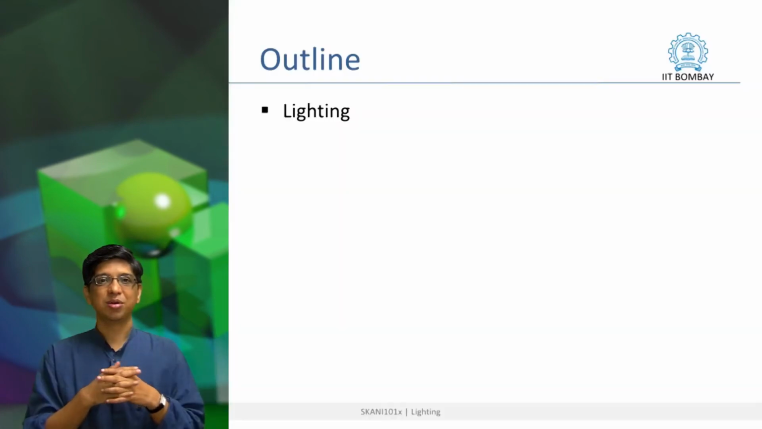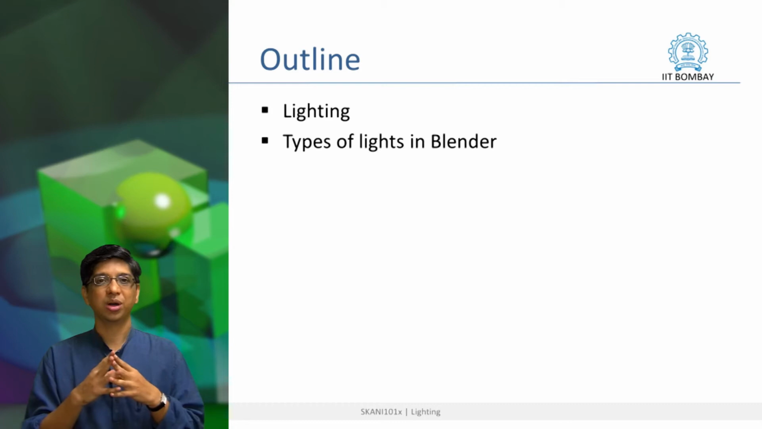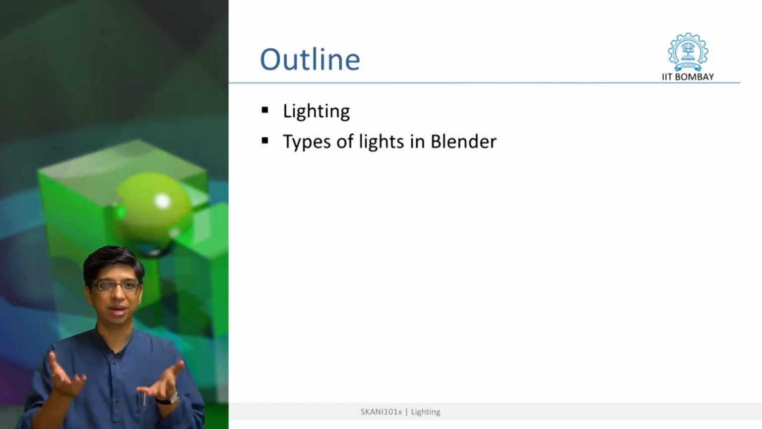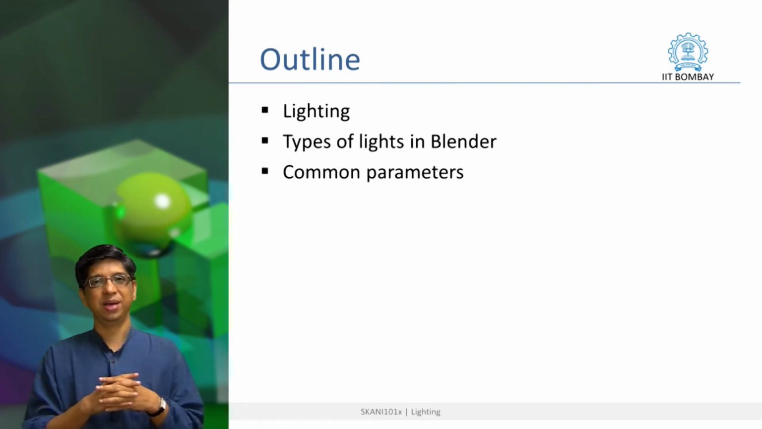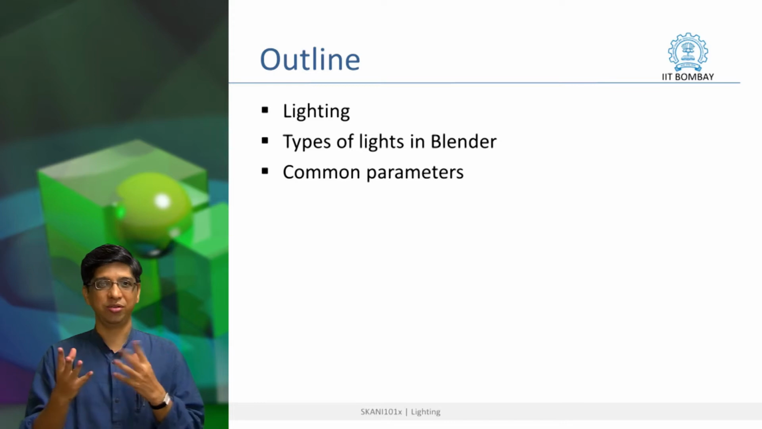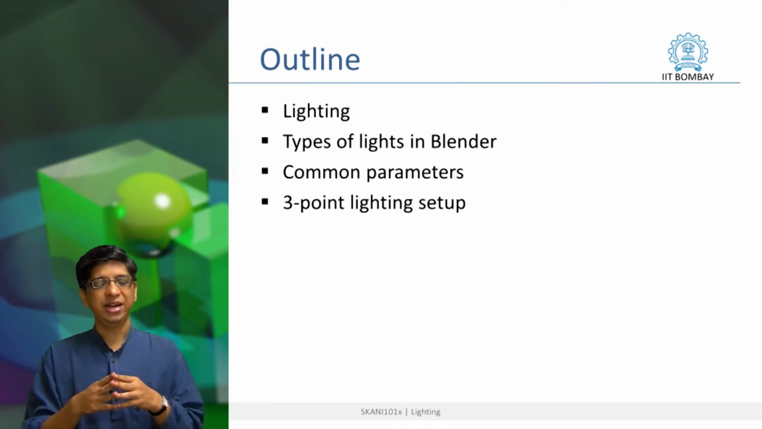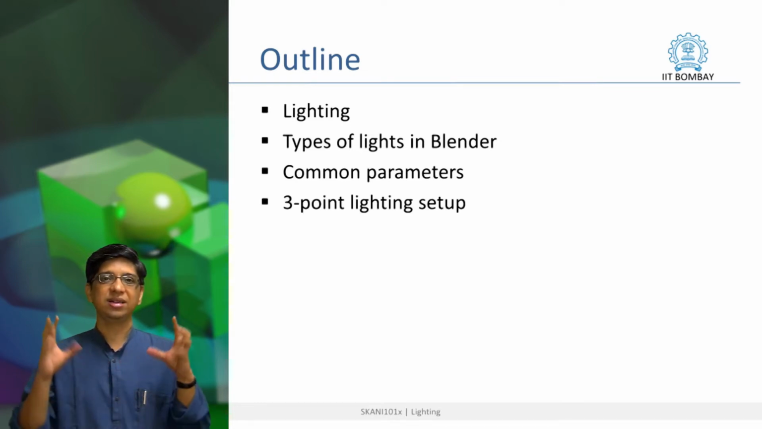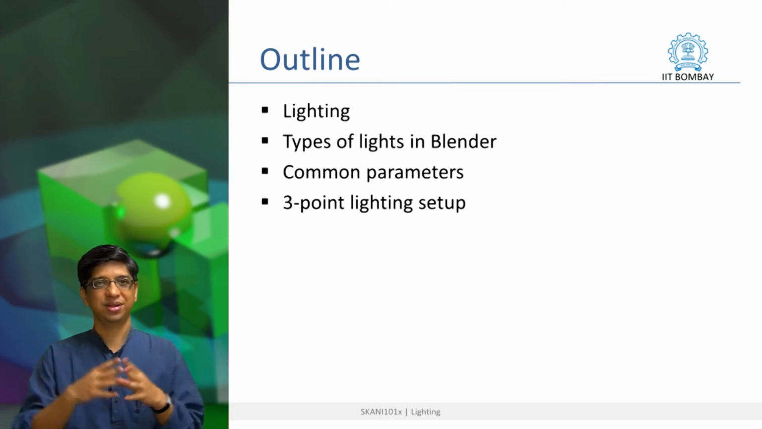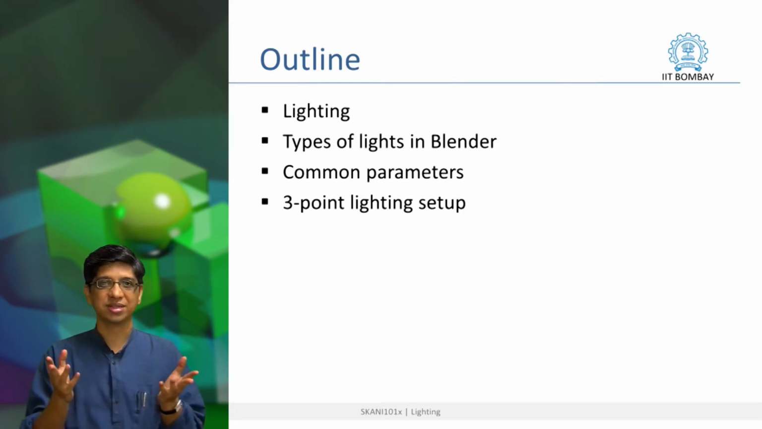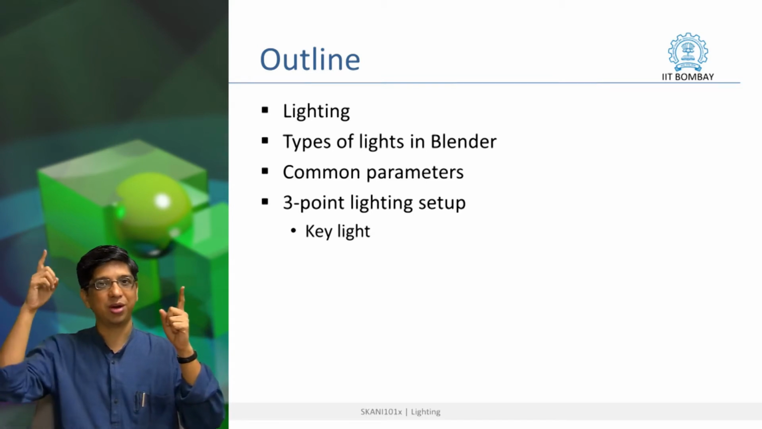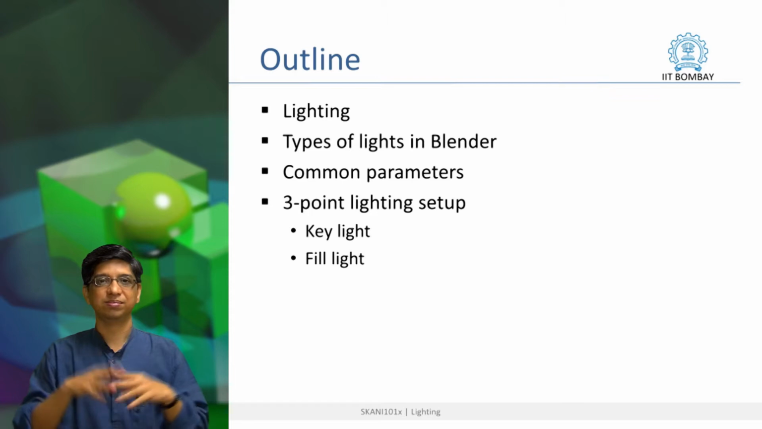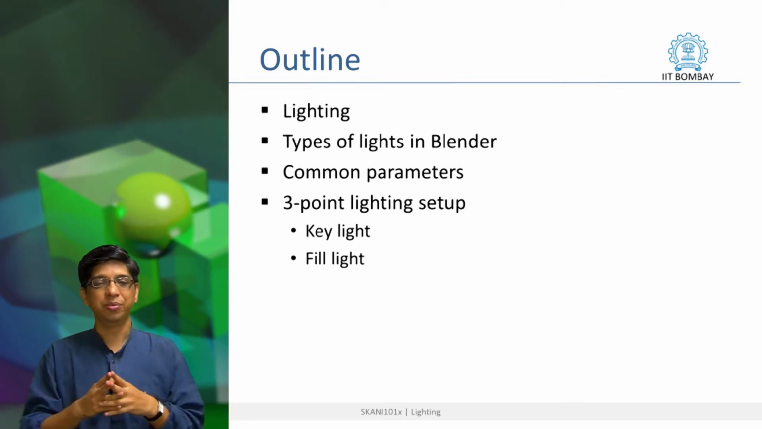So, we will discuss what is lighting, what are the types of light, especially with regards to the software we are learning, Blender. We will also see some common parameters which are present in Blender so that we can modify them, and in the end we will see a standard 3-point light setup. You must have seen when you go to the photographers, they have standard 2 lights in the front, one from the back or the top to give it a complete 3-dimensional view.